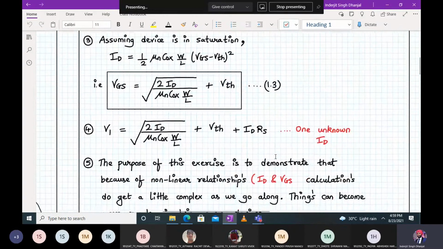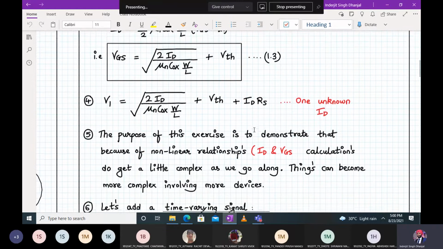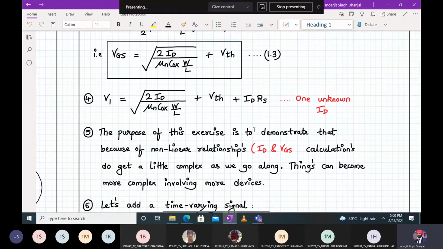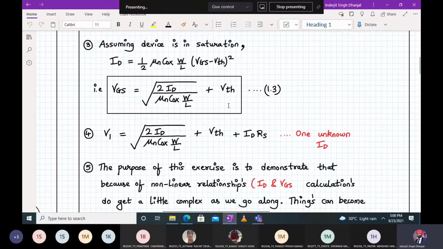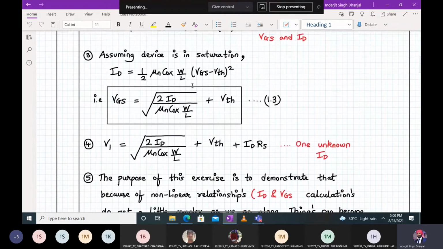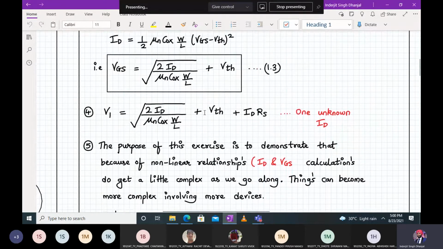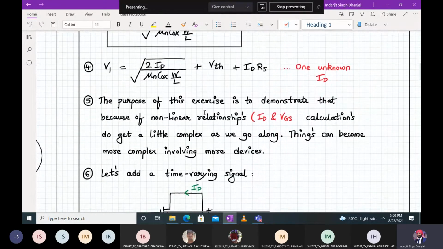Now this equation has only one unknown. Okay, and we start with an iteration. We assume the value of ID and then we find the value of all the other things. So the purpose of this exercise is to demonstrate the effect of the non-linear relationship. Now who has a non-linear relationship? ID and VGS, as you can see from this expression itself, from 1.3. The ID and VGS relationship is non-linear.